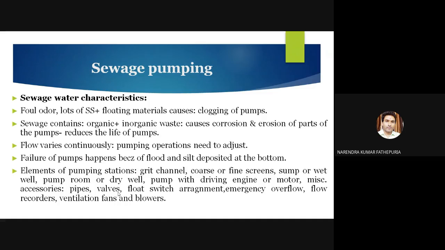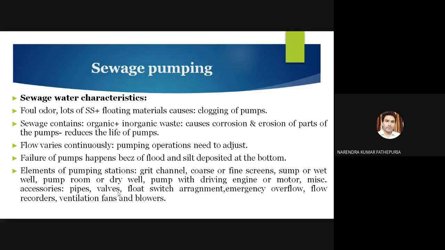To reduce the fall and floating materials that cause clogging of the pump. The sewage contains organic and inorganic waste, which causes corrosion and erosion of parts of the pumps and reduces the life of the pumps. For that purpose, sewage pumping is required. Flow varies continuously, so pumping operations need to be adjusted, so that's why pumping is required. Failure of pumps happens because of the flood and silt deposits at the bottom.